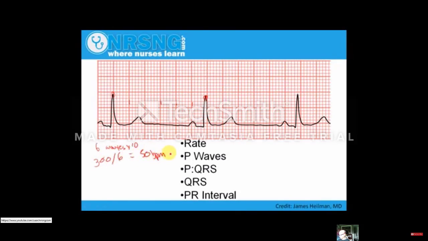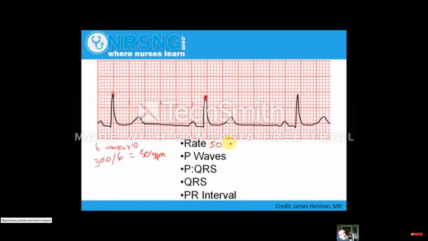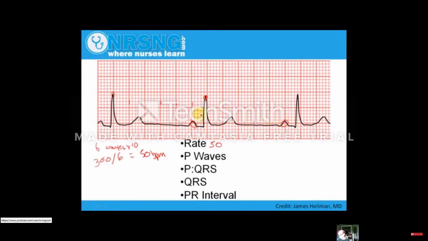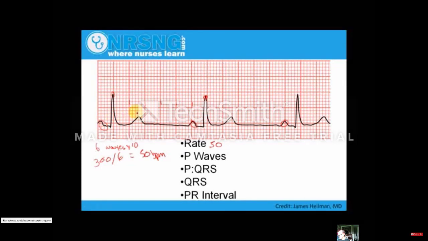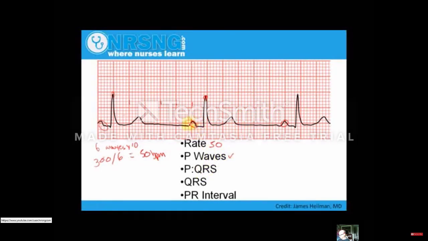Next we're going to look at our P waves. Do we have P waves? Here's a P wave. Here's a P wave. Here's a P wave. So we have P waves. They're upright and they are smooth. So P waves are normal. And next let's look at our P to QRS ratio. So here's P wave, QRS follows it, P wave, QRS follows it, P wave, QRS follows it. So P to QRS ratio is normal.